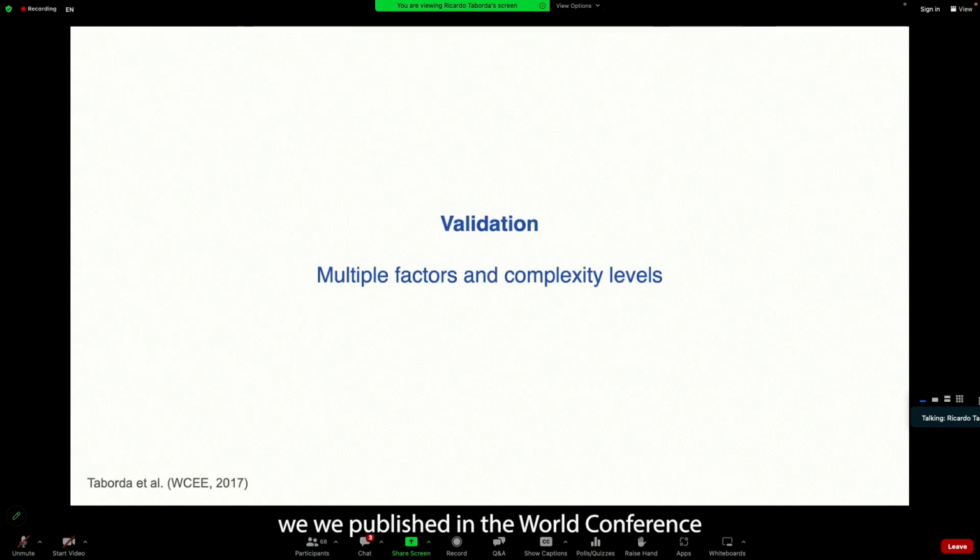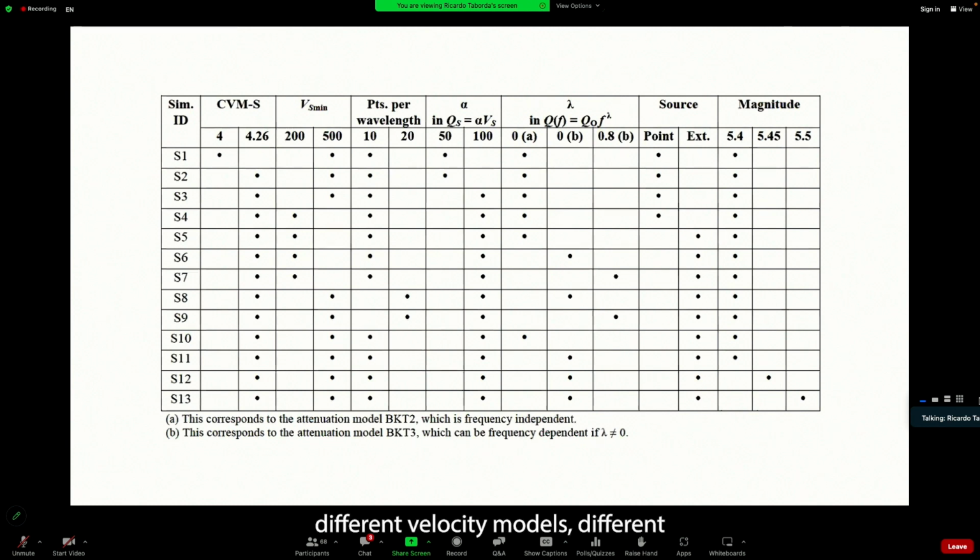And then later in 2017, we published in the World Conference a small paper that was an attempt to combine all these different factors for a single set of events, and see which of these factors was more predominant over the others, or more influential. So again, different velocity models, different minimum velocity for the numerical models, different numerical accuracy in terms of how many points per wavelength we could use for the meshes and so on. Different attenuation, different Q models, source, and also varying magnitudes, because for these point sources we realized that the magnitude that we typically get from the source inversion could have a certain level of uncertainty.